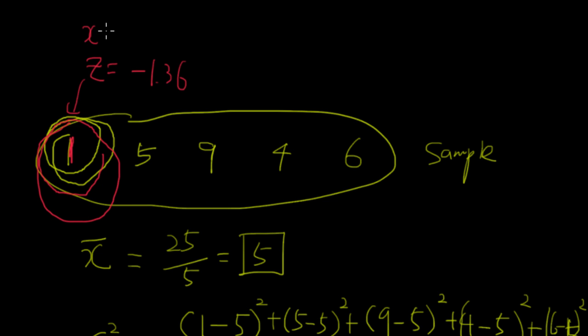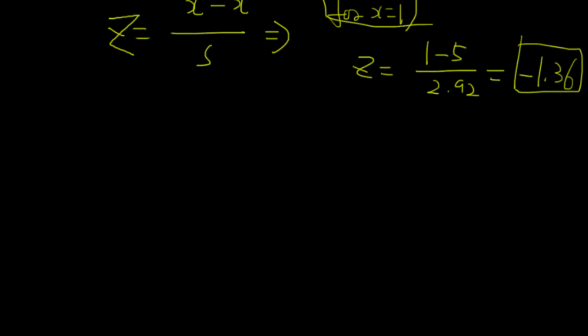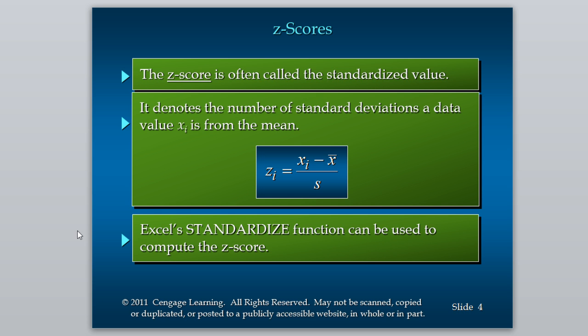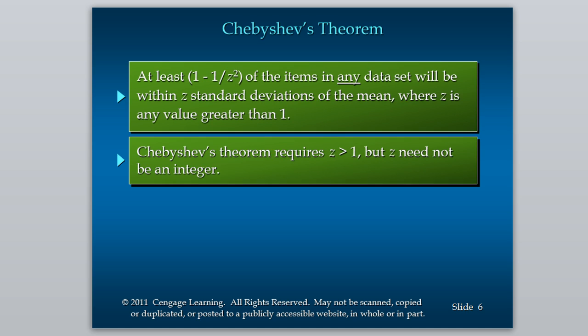What was the x value? The x value was 1, right? But if we convert that into the relative position, now it becomes negative 1.36. And that's what they are doing in this slide. Okay. And we're going to do an extensive study on this z-score in chapter 6.